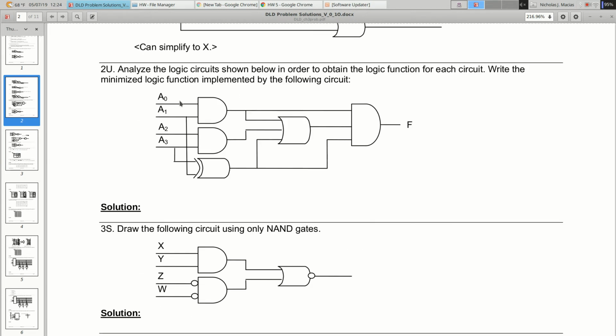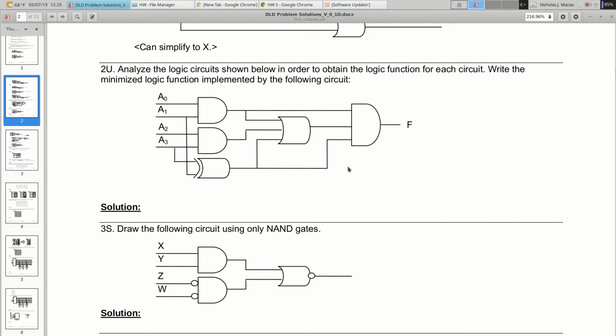Any questions with question 2, the analysis? Minimize logic function? So you can write an expression for f just by working it through. F is going to be an AND of 3 things. The first thing is A0 ANDed with A1. The third thing is going to be A1 XORed A3. The second thing is going to be an OR of 3 things, which is A0 A1, A2 A3, and A1 A3 XORed. And you OR those together and you AND that with these other things.